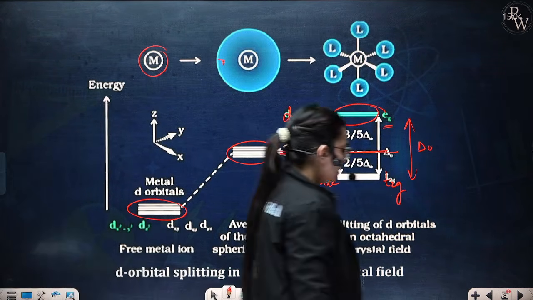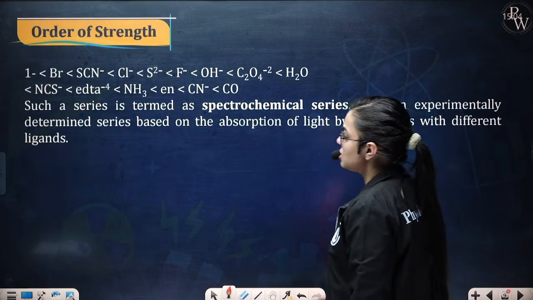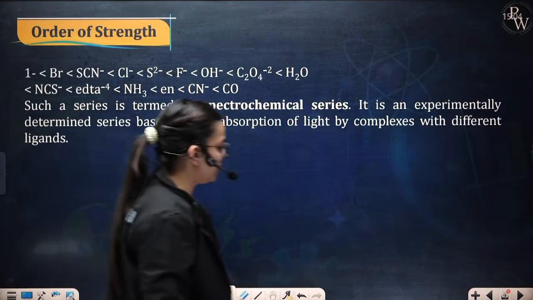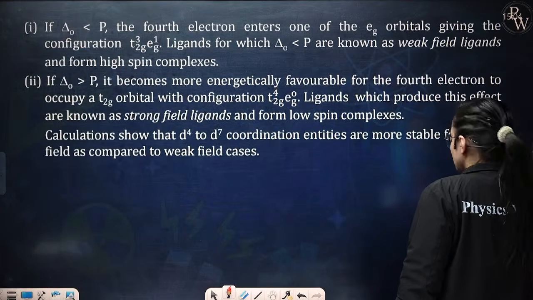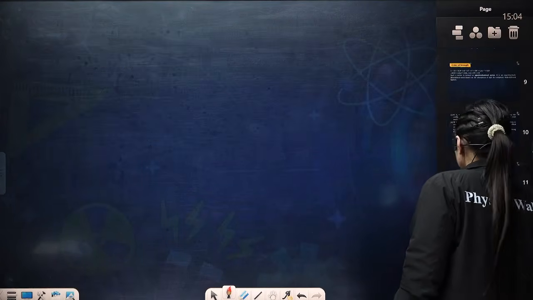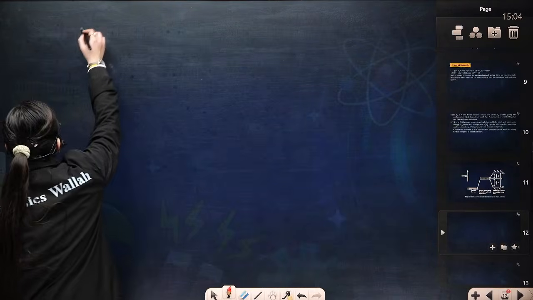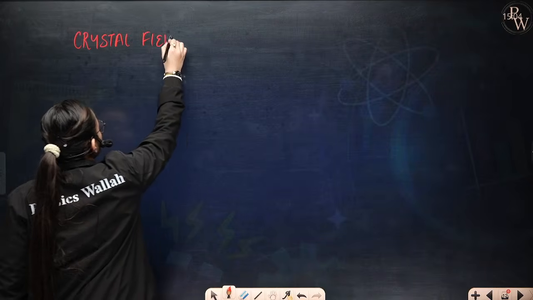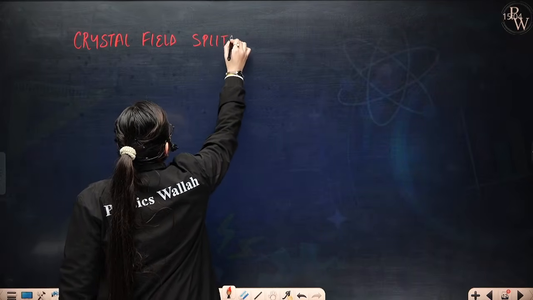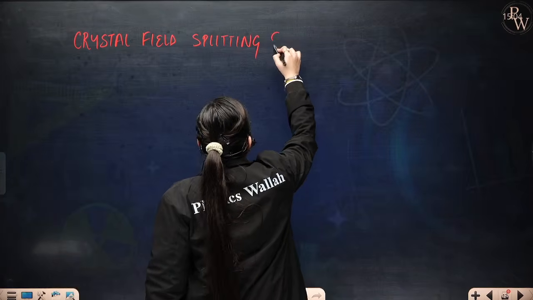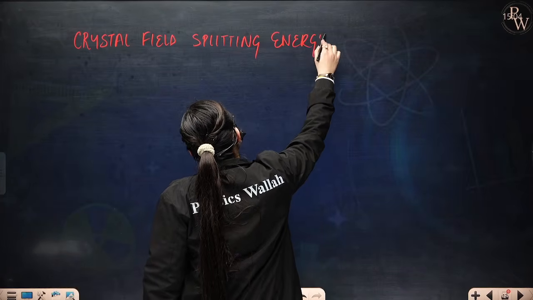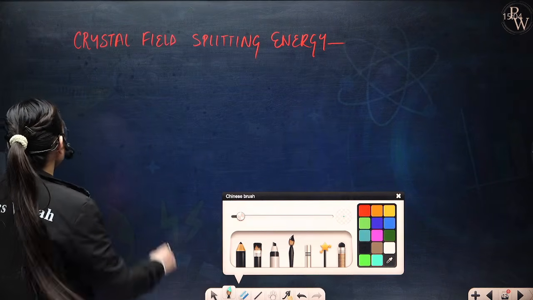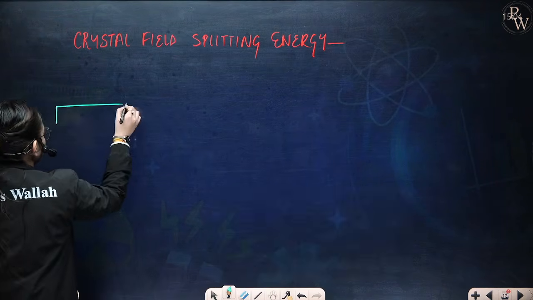Okay. Now this is the order of strength, students. This I shall come back to when I explain the strong field and the weak field ligands. First of all, let me explain one more thing. If I talk about crystal field splitting energy, first I'll draw and then I'll write directly.